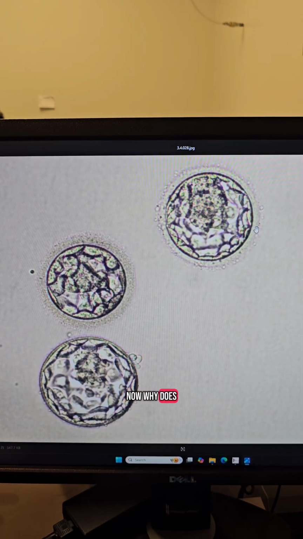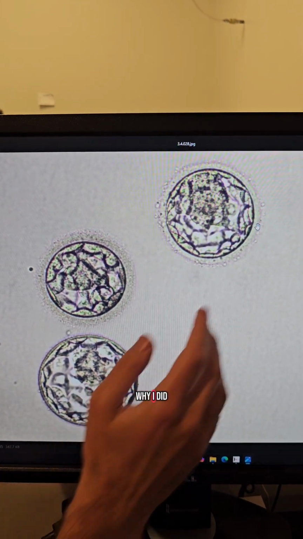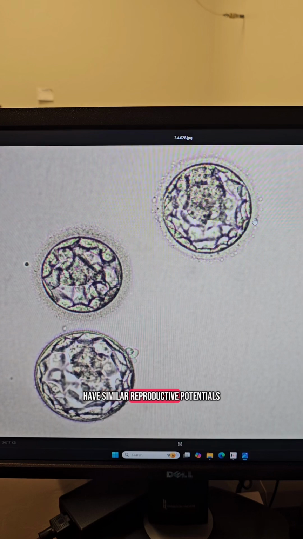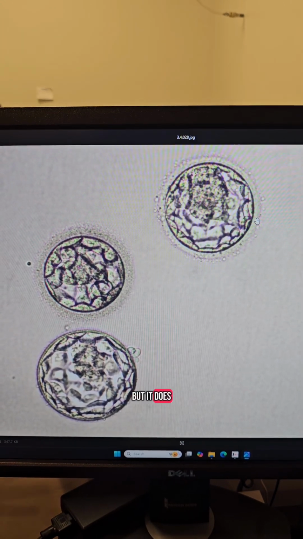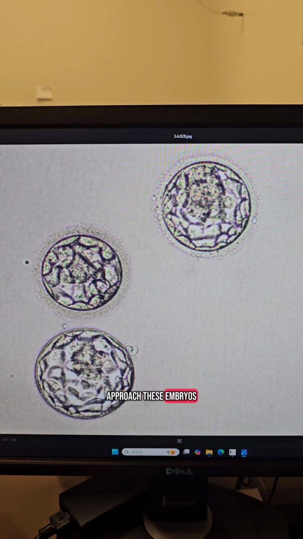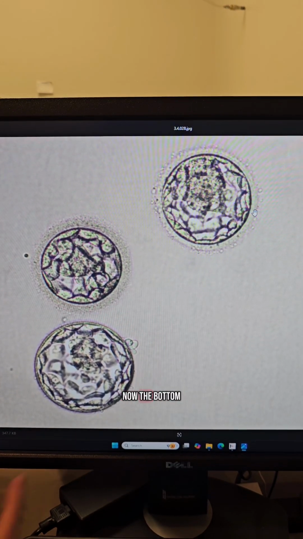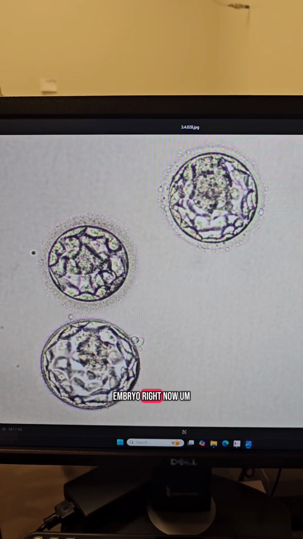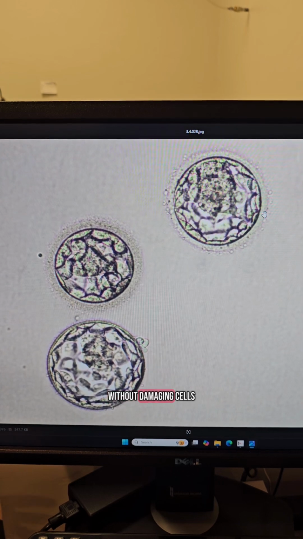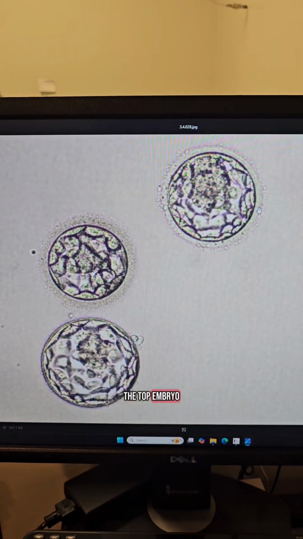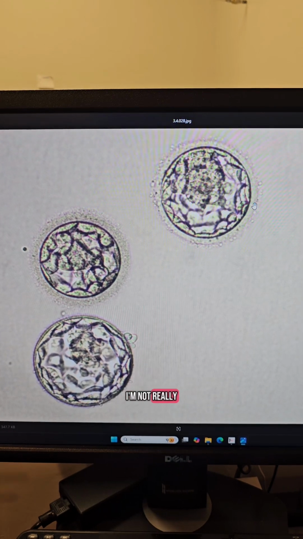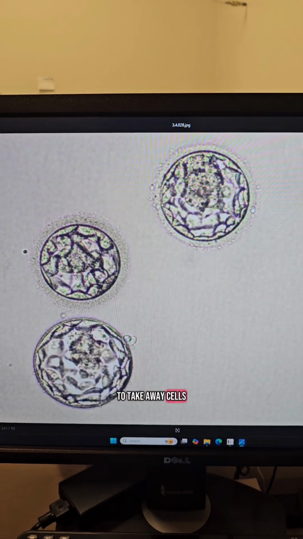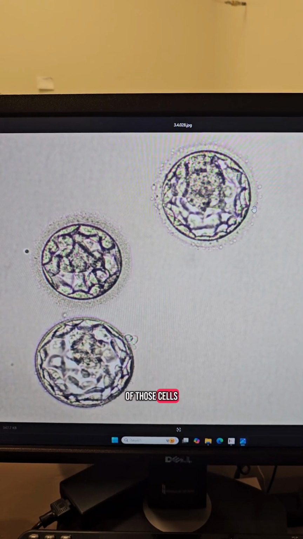Now, why does that matter? Well, I did say that they're very similar embryos, and I think they actually do have similar reproductive potentials, but it does change how I'll approach these embryos from a practical perspective. The bottom embryo, I would feel very confident in biopsying right now without damaging cells. The top embryo, I'm a little bit hesitant. I'm not 100% certain that when I go in to take away cells I might not damage some of those cells.